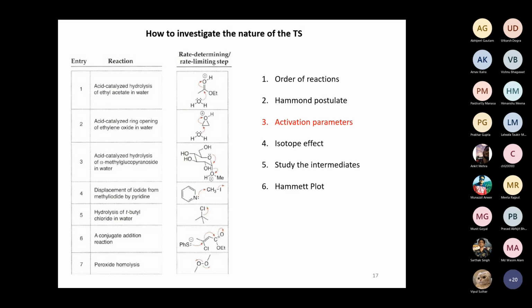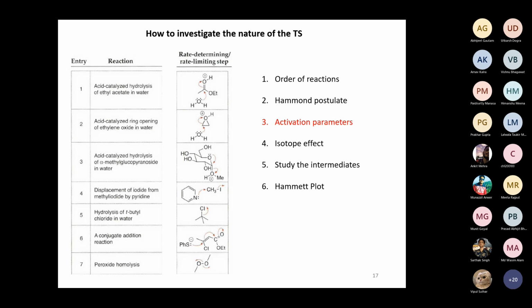Okay, so first we discussed the order of the reaction. The order of the reaction can tell us definitely what the rate determining step is, and which starting material molecules, and how many of those molecules, are involved in the rate determining step or in the transition state of the rate limiting step, right? The order of the reaction can easily tell that, and that is the first experiment we need to do to understand the nature of the transition state.